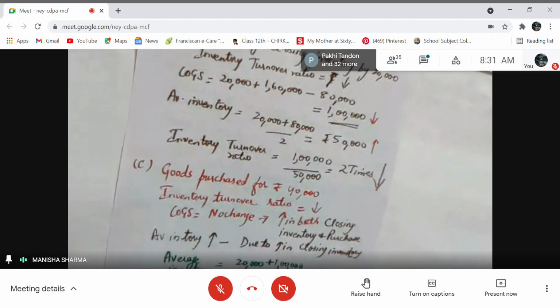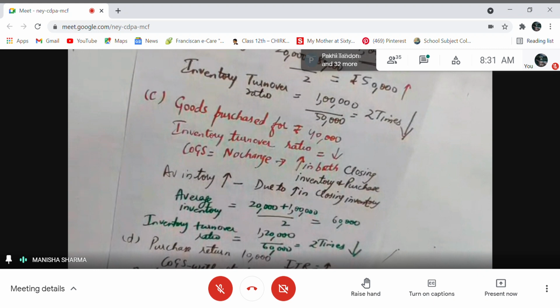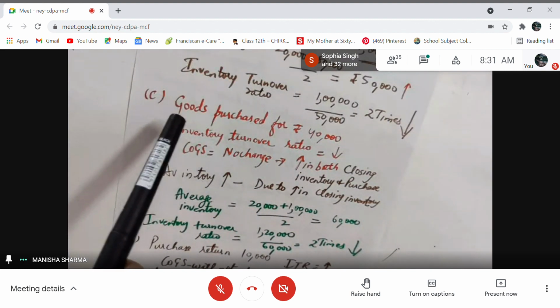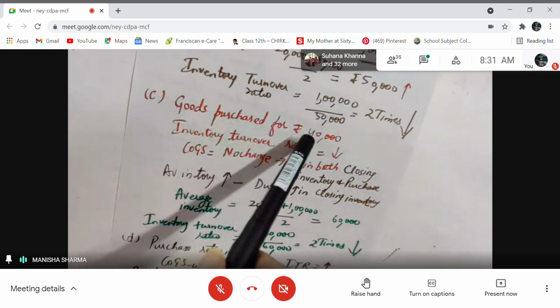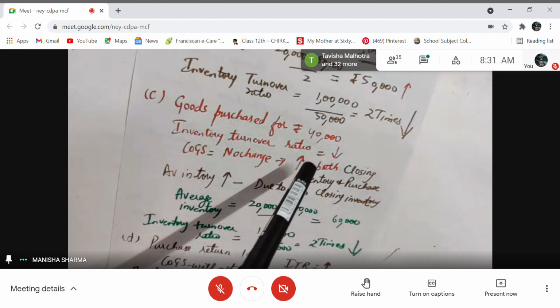In the two previous cases, in the first case stock decreased, so the inventory turnover ratio increased, and in the second case, stock increased, so the inventory turnover ratio decreased. Now let's take up the next thing. Goods purchased for 40,000, right? Inventory turnover ratio will decrease.